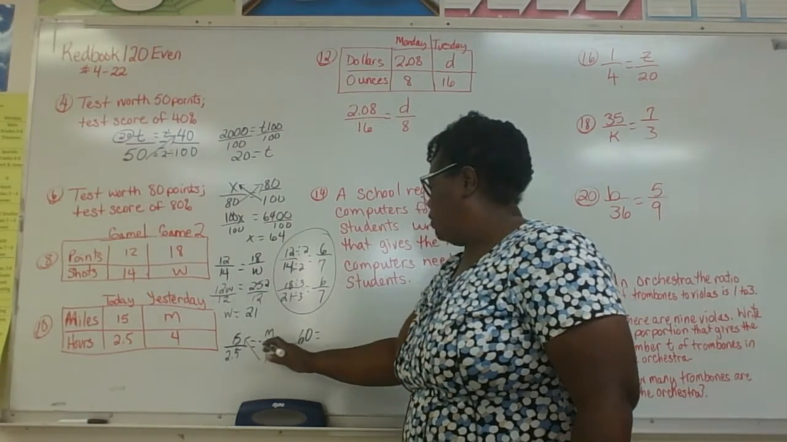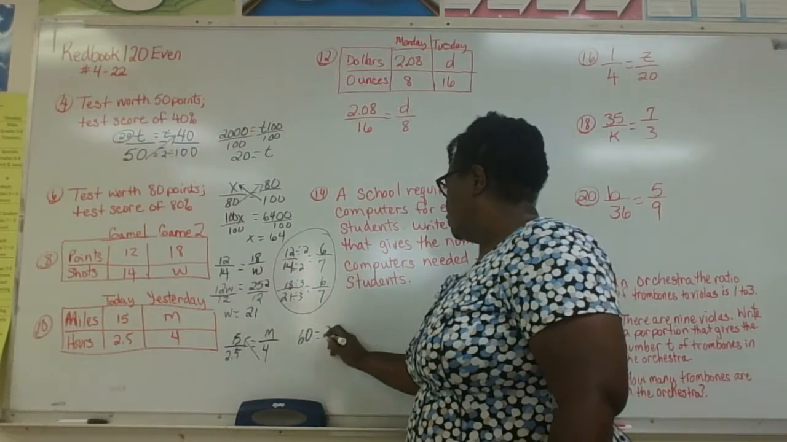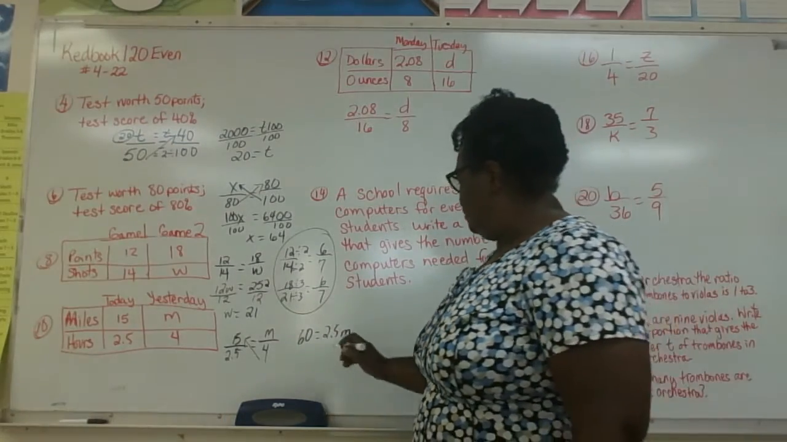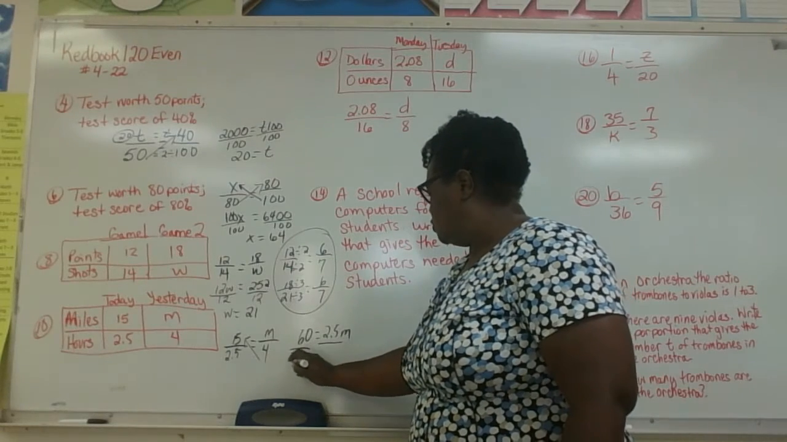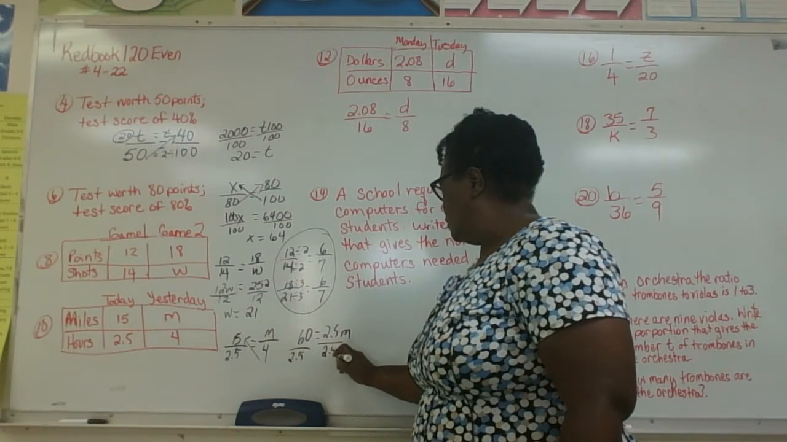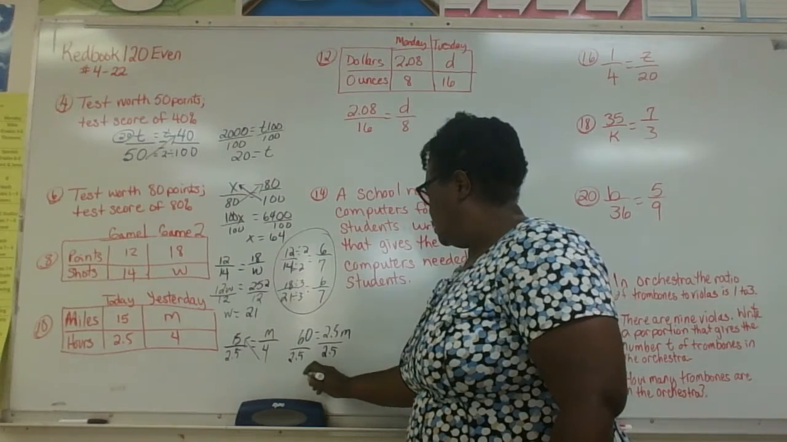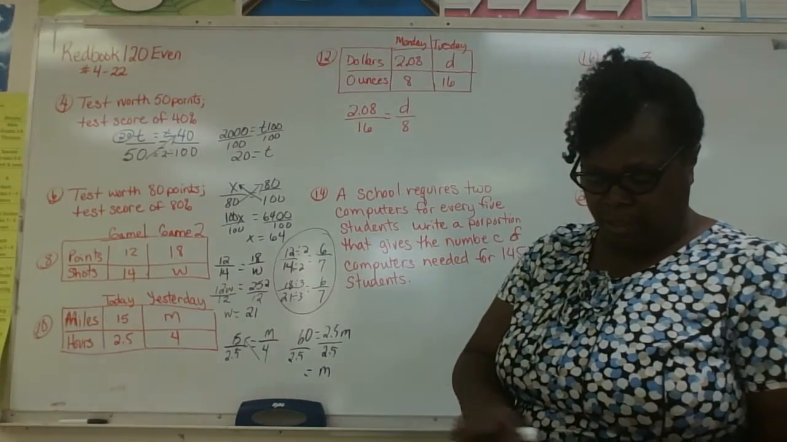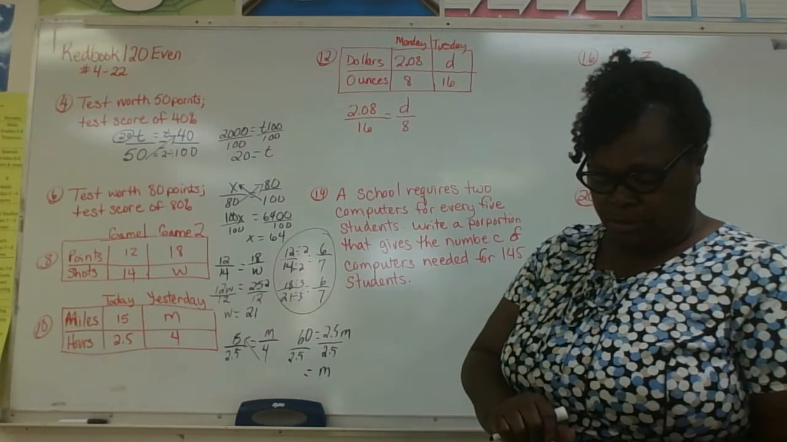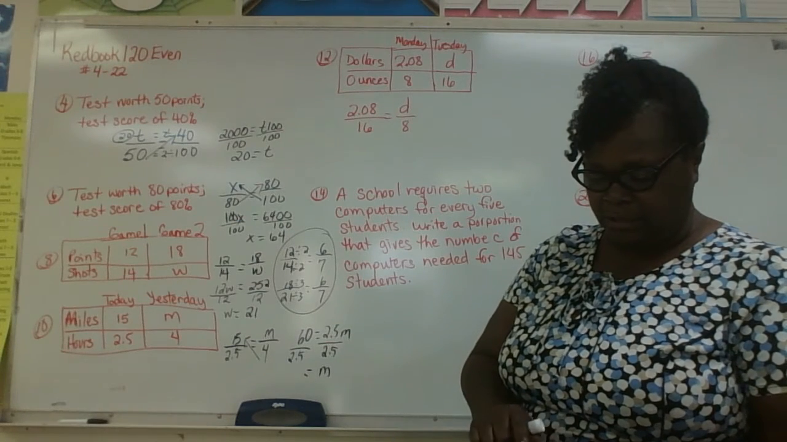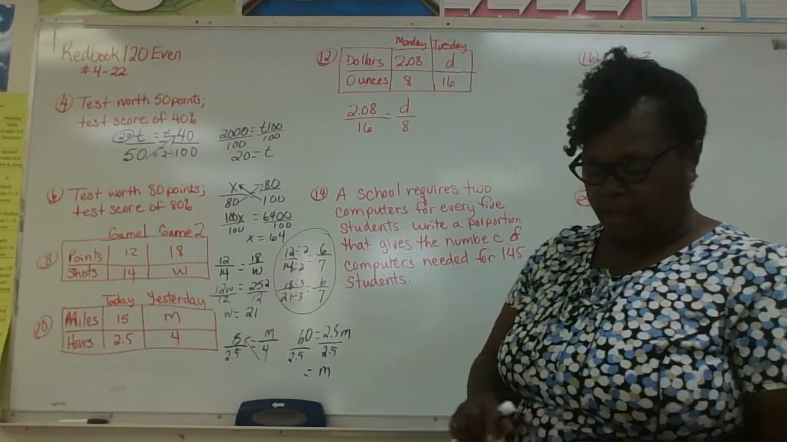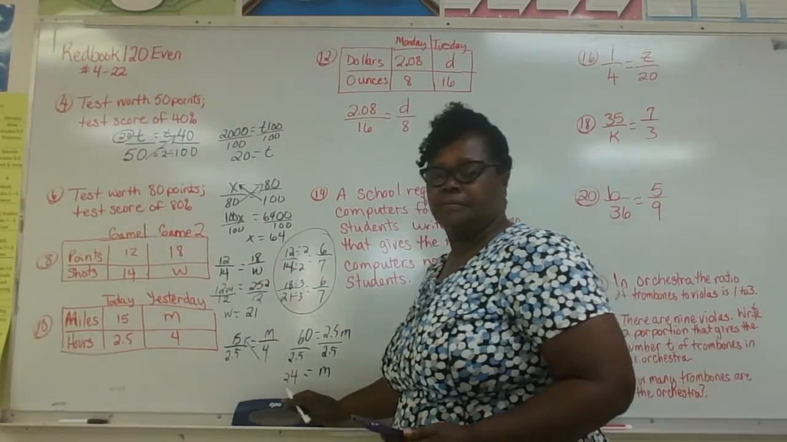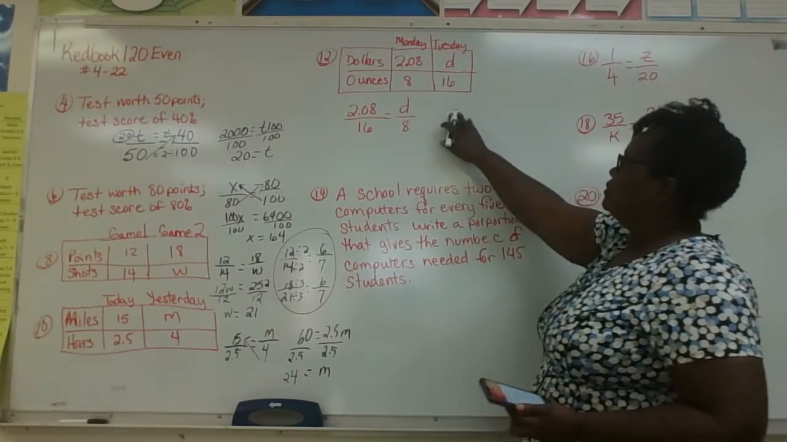And then 2.5 times M is going to give us 2.5M. Now we need to isolate M by dividing both sides by 2.5. And M is equal to, take our calculator, and we take 60 and divide it by 2.5, and we have 24. Okay?